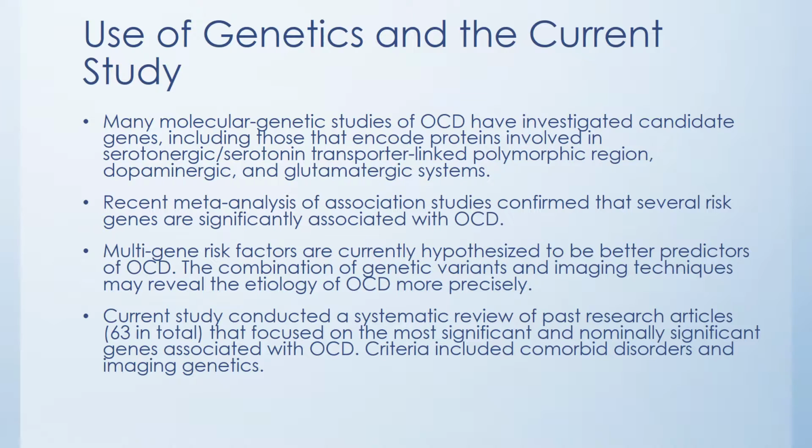In the current study, they conducted a systematic review of past research articles, using 63 of them in total. These articles included studies that described imaging genetics in OCD, and a second step included psychiatric disorders known to often be comorbid with OCD, like Tourette's, tic disorder, anxiety, as well as other disorders. Basically, in this present study, they focused on the most significant and nominally significant genes associated with OCD as the inclusion criteria, and they cross-referenced these publications with the first genome-wide association study and meta-analyzed genetic association.